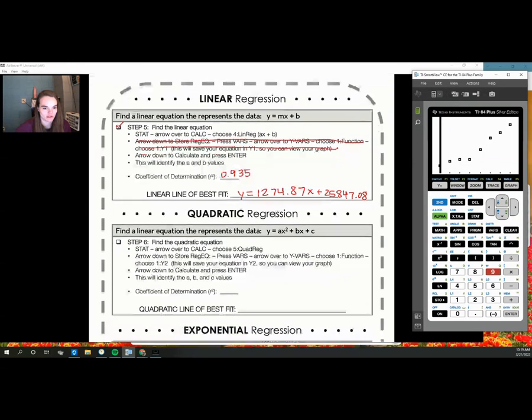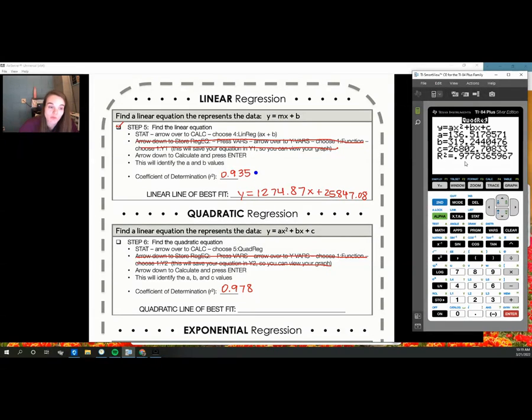Let's talk about quadratic regression. It is the same thing. It's the same steps. Stat, over to calculate, not down, over to calculate. Then we want quadratic regression, number 5, all the way down to calculate. I am not doing this step again. There's no point in doing this step, okay? Same values. We want r squared, which is 0.978. Notice it is closer to 1 than 0.935, which means quadratic is better than linear. So we're going to go ahead and write that equation.